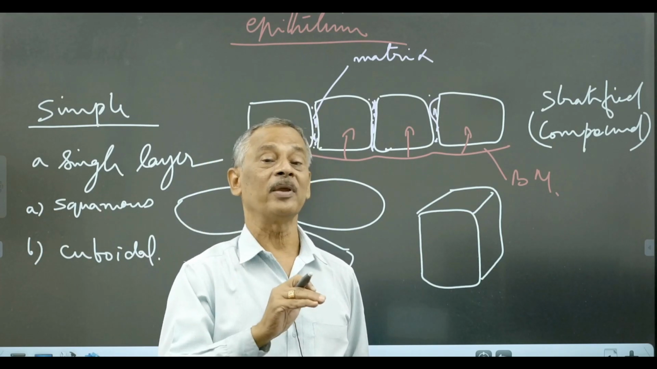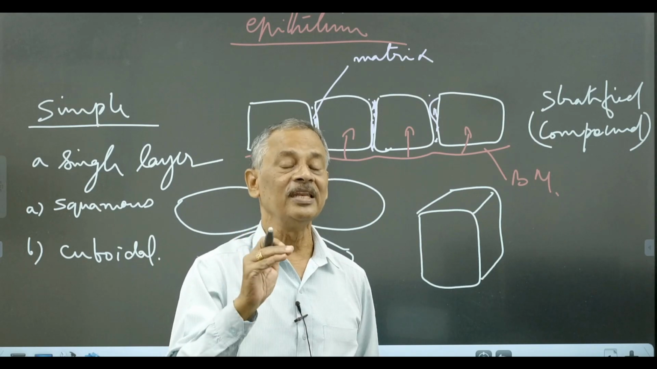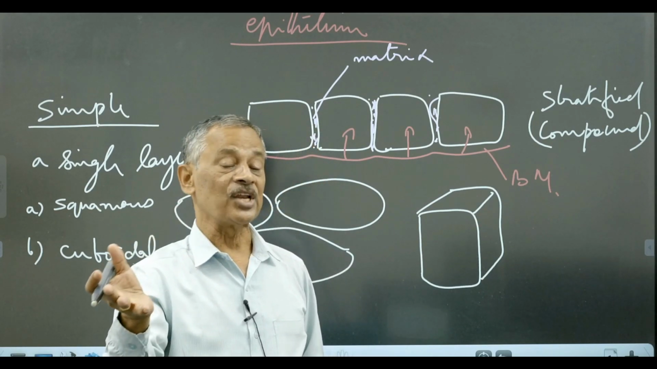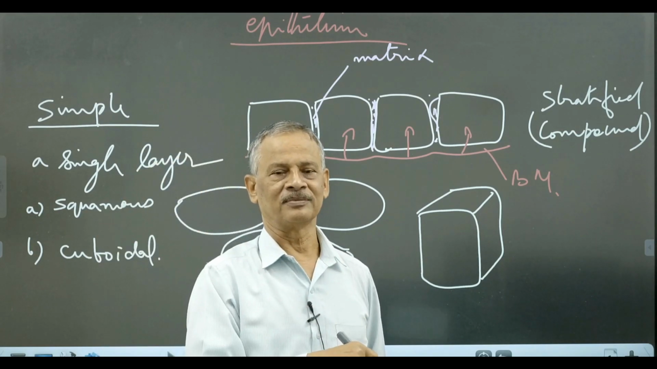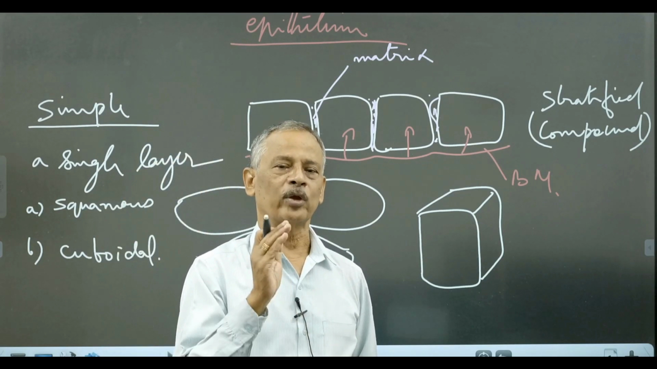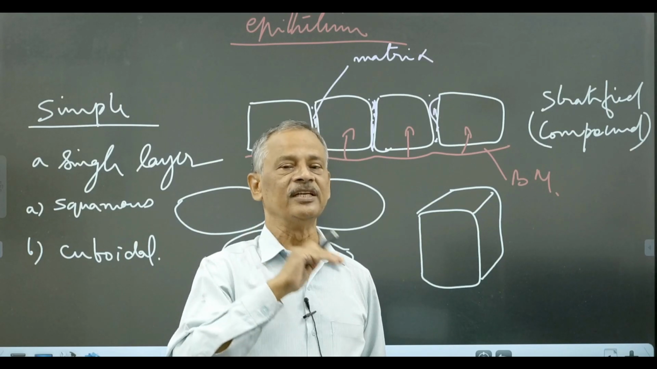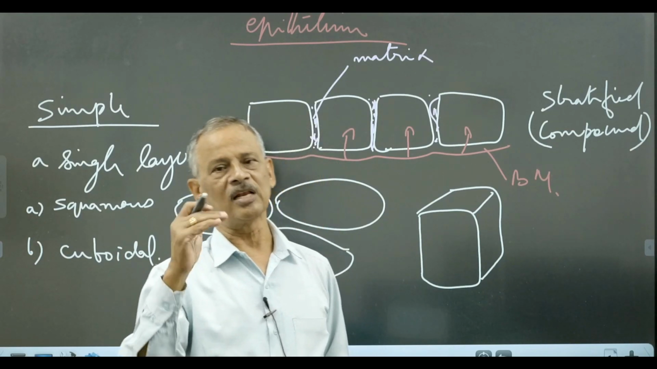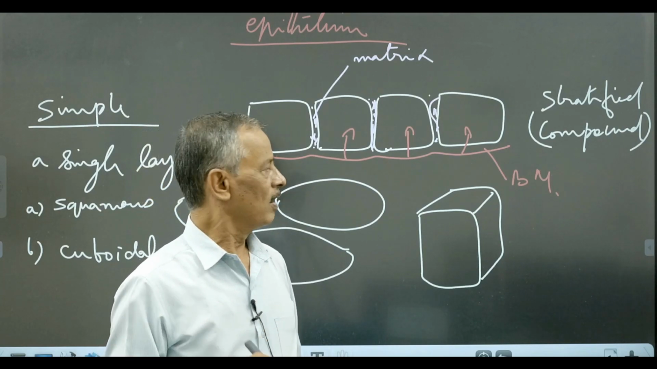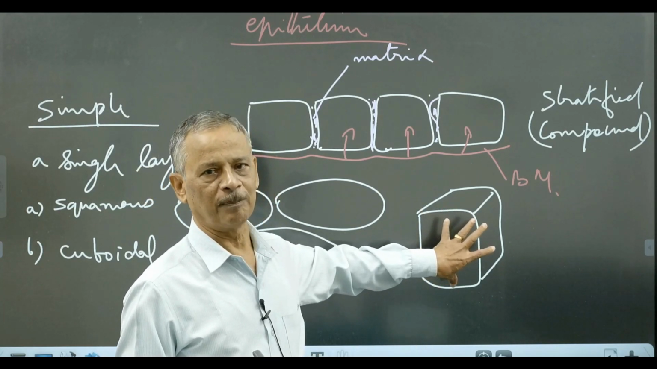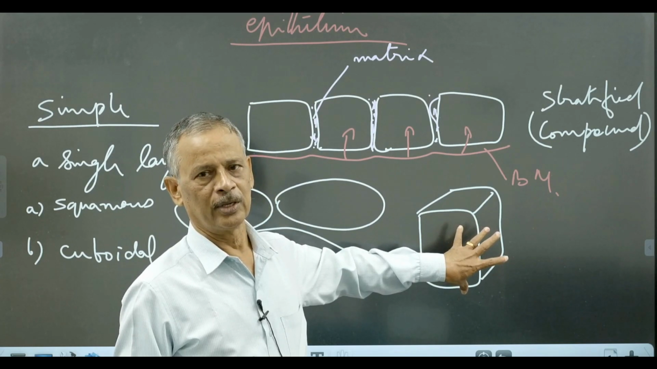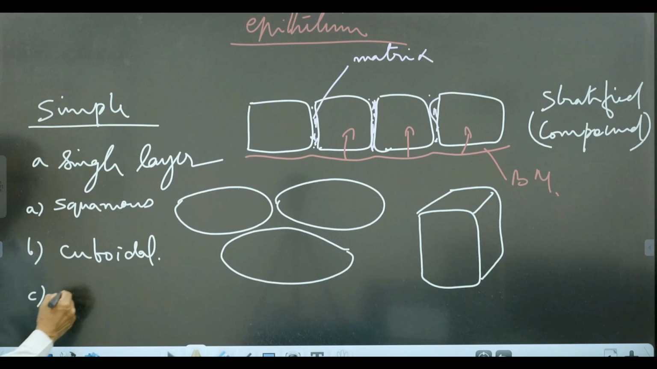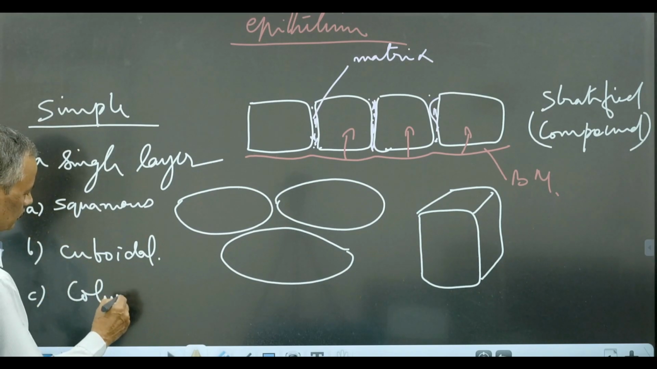So, what is their main function? They are seen in areas which are concerned with secretion and absorption. For example, you have the PCT, proximal convoluted tubule of the nephron, and the distal convoluted tubule of the nephron, which are all having cuboidal epithelium. Third one, columnar.